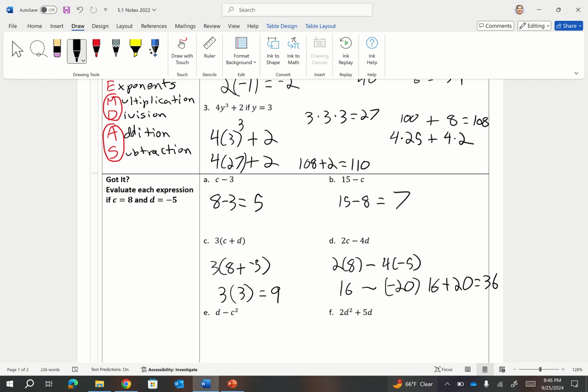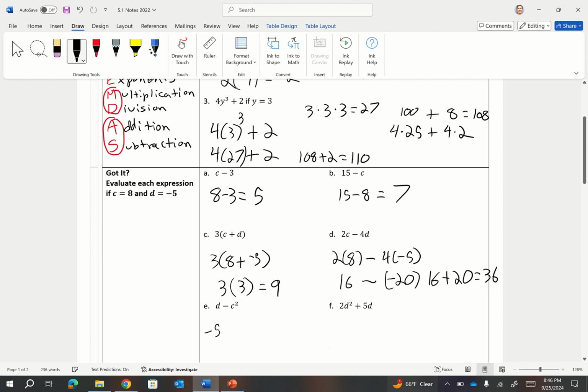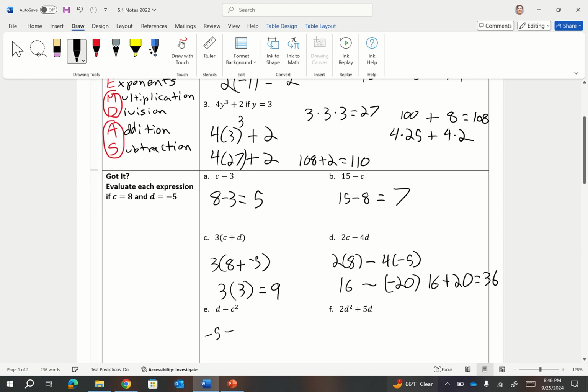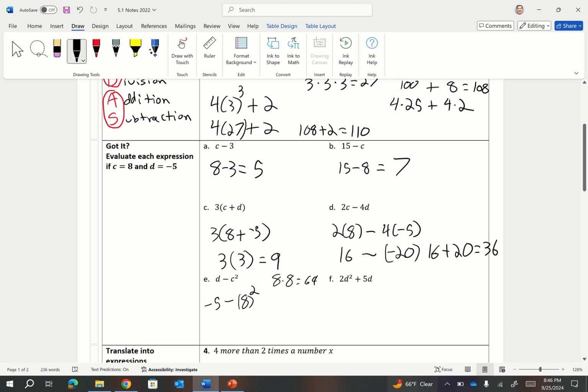Next one, d is -5 minus c, which is 8, and we're going to square 8. Okay, so 8 squared, 8 times 8 equals 64. And we've got -5 minus 64, which will equal negative 69.